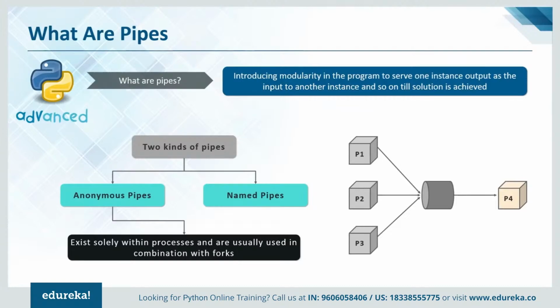Generally, there are two kinds of pipes: anonymous pipes and named pipes. Anonymous pipes exist solely within processes, and they're used in combination with forks. We'll be checking out named pipes in the next section.